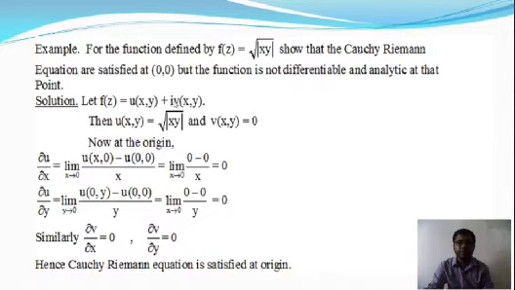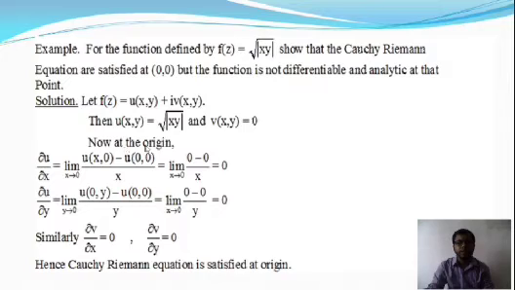Okay, so where u and v are real functions of x and y. Comparing this equation with the given equation, we get u of x comma y is equal to root of mod of x into y, and v of x comma y, the imaginary part, is not here actually, so it will be 0. So v of x comma y is equal to 0. Now from this we'll get the partial derivative with respect to x and with respect to y.